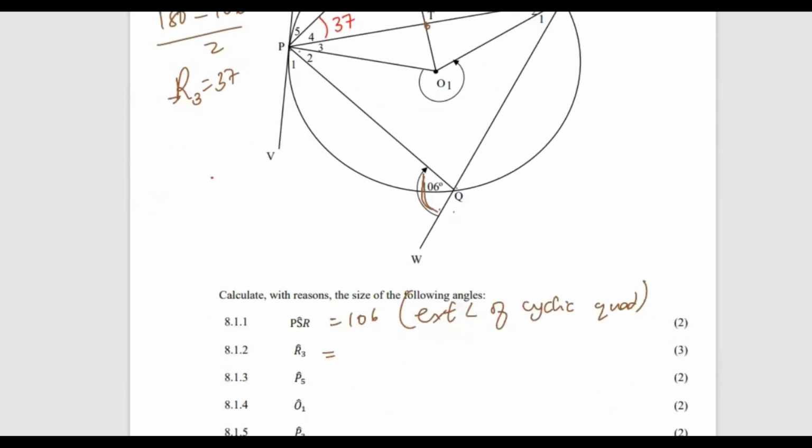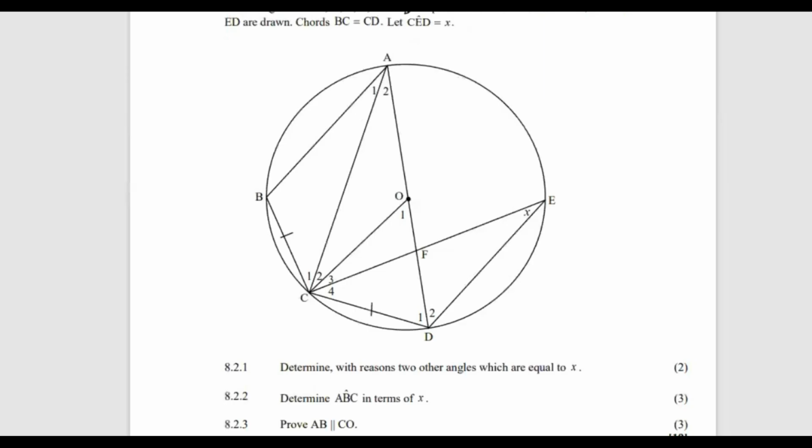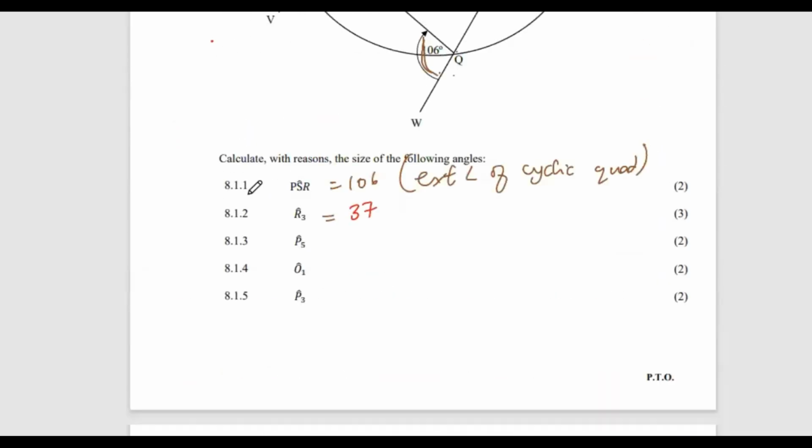Then next, they want P5. So when you look at this P5, remember this is a tangent, and then this triangle touches the circle. So you can use a tan chord because this is the tangent, this is the chord, and the angle opposite. So I'm going to say P5 is 37. This is 37 because of the tan chord theorem.